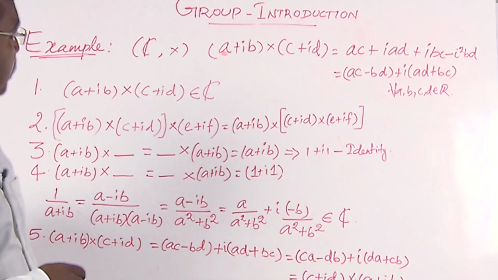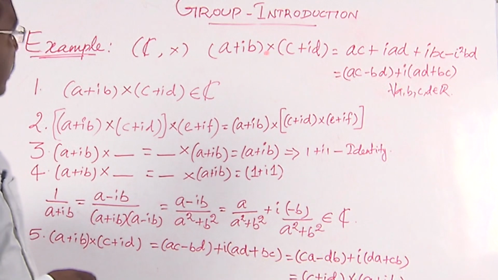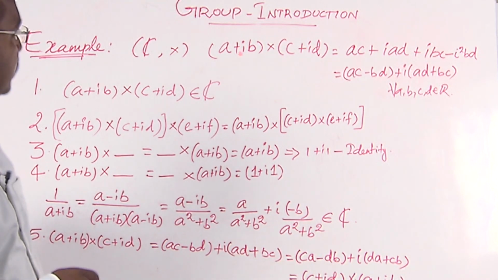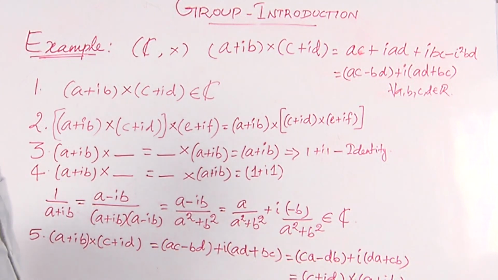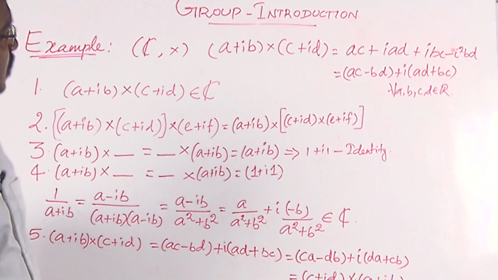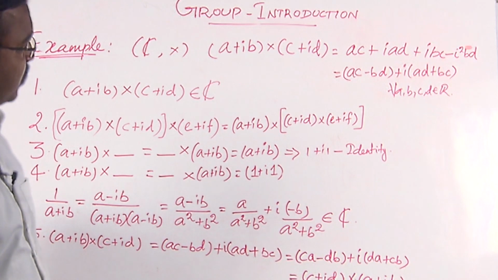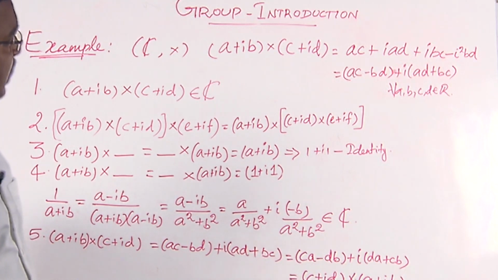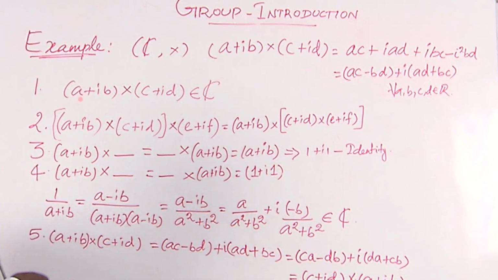Then the product is nothing but ac, and i into ad, and then i into bc, and the last one plus i square bd. Now this is ac minus bd, you see i square is minus 1. So, this is plus i square bd, and since i square is minus 1, this is minus bd. So the product is ac minus bd plus i into ad plus bc, for all a, b, c, d in R. Now, consider the first property, closure.